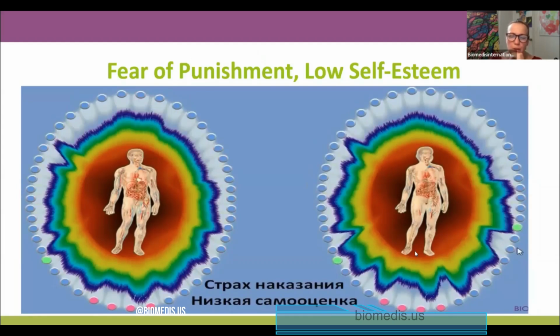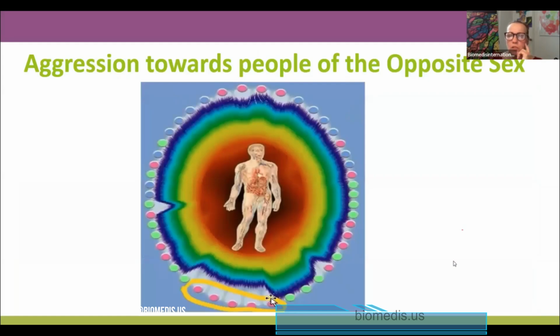Look also in the blue, all the circles around are blue, and also the aura is shrunk. Aggression towards the opposite sex: you will see those red dots under the legs, but it also can represent leg diseases or sexual organ diseases. If it's consistent, then maybe you need to talk to the person about this emotion.